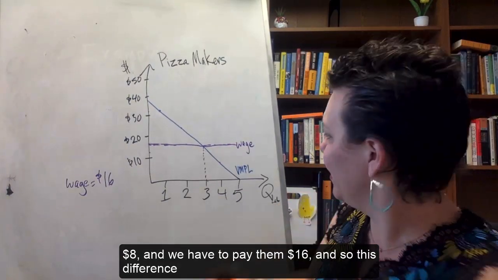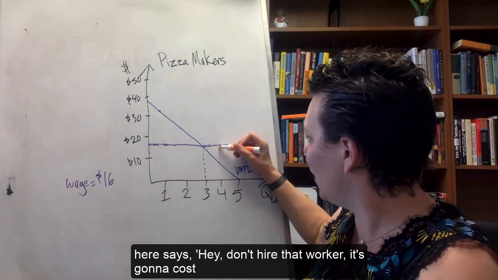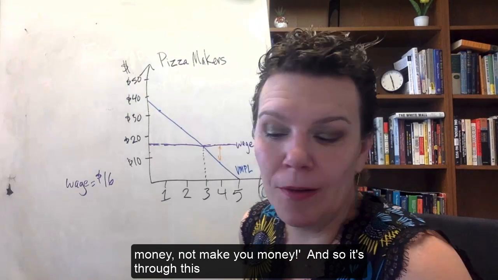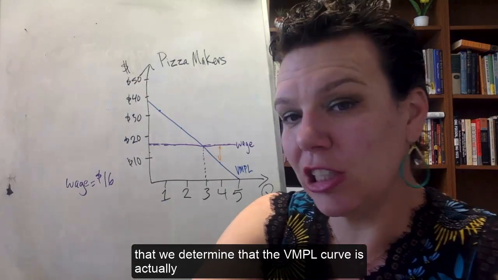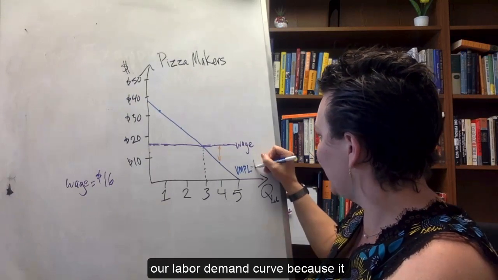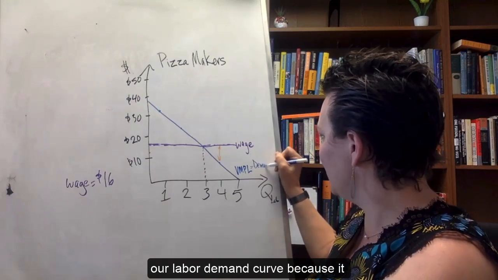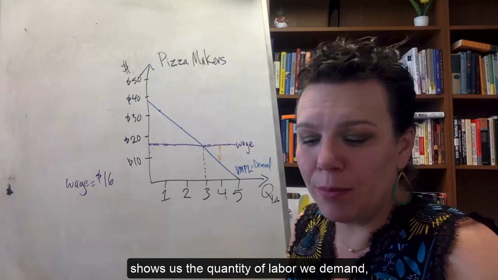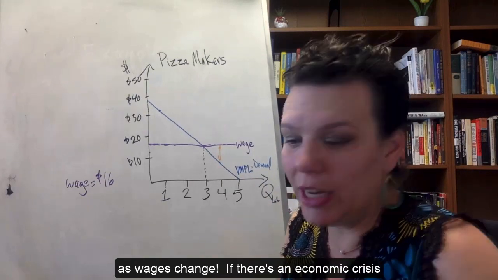And so this difference here says, hey, don't hire that worker. It's going to cost money, not make you money. And so it's through this that we determine that the value marginal product of labor curve is actually our labor demand curve because it shows us the quantity of labor we demand as wages change.